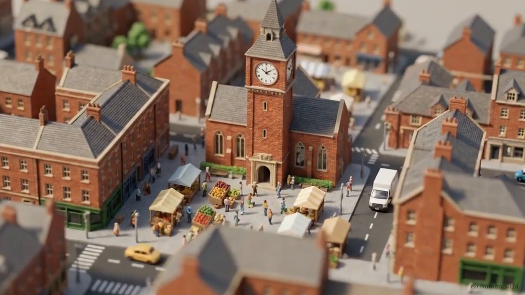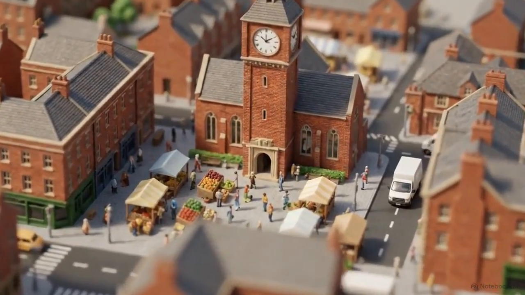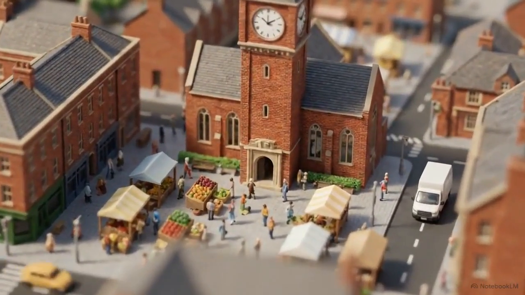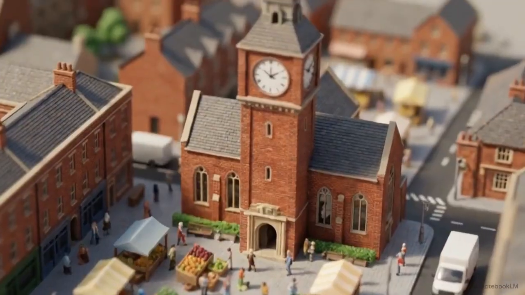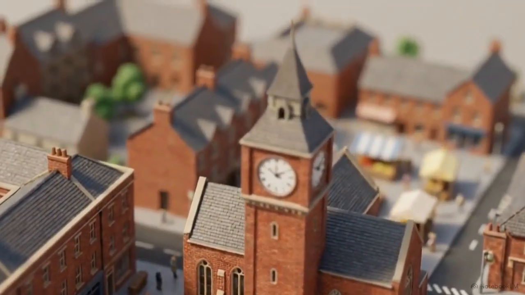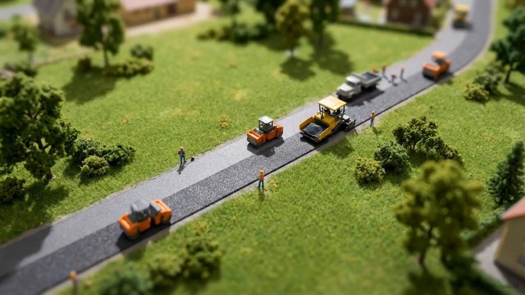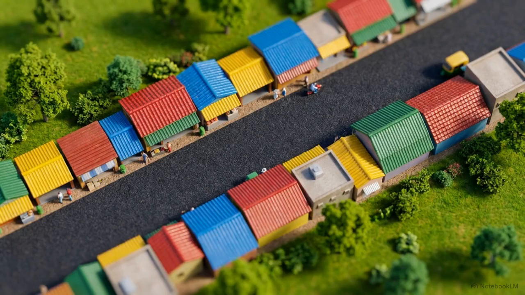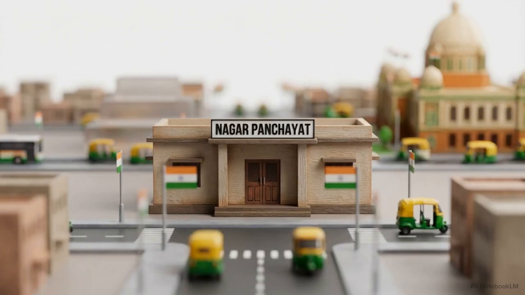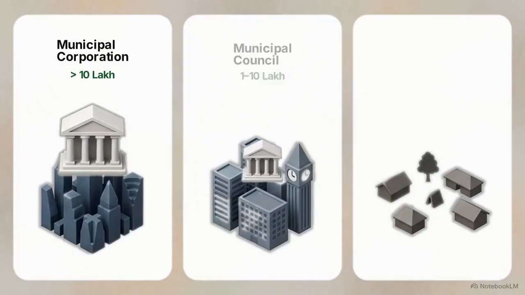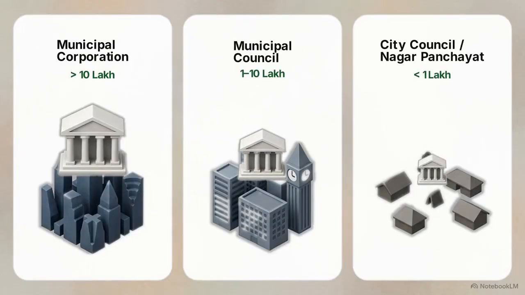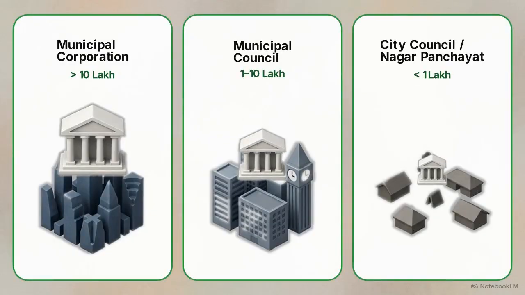For medium-sized cities and large towns, with populations sitting between 1 and 10 lakh, the managing body shrinks down to a municipal council. And for smaller areas with under 1 lakh people, places rapidly transitioning from rural villages into urban towns, we rely on city councils, also known as Nagar Panchayats. Whether an area is a towering megacity or a developing market town, the government structure is perfectly scaled to match the complexity of the people living there.